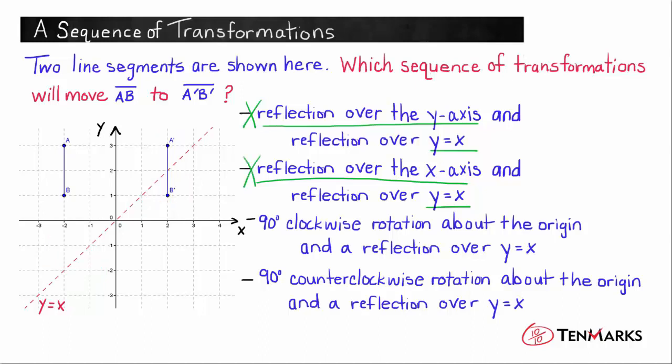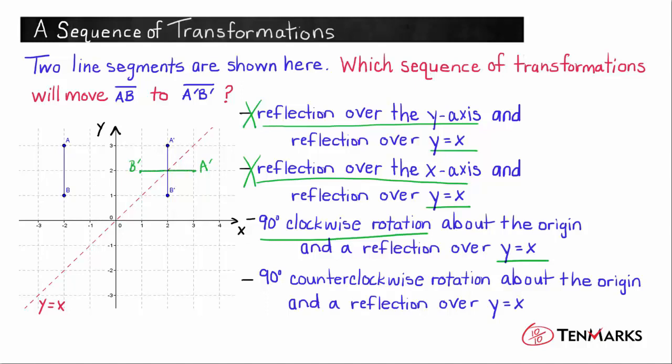Our third answer choice says that segment AB was rotated 90 degrees clockwise about the origin and then reflected over the line y equals x. So we'll first do the rotation. Before rotation, point B is at (-2, 1), and after a 90-degree clockwise rotation, the point will be at (1, 2). Point A was at (-2, 3), so now it will be at (3, 2). So after the first transformation, line segment AB will be here.